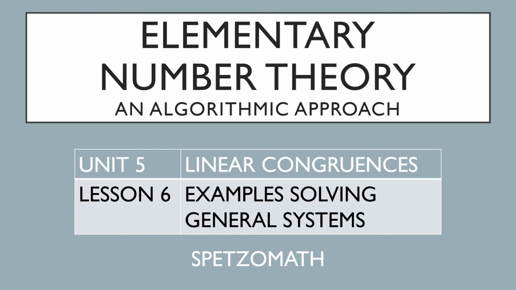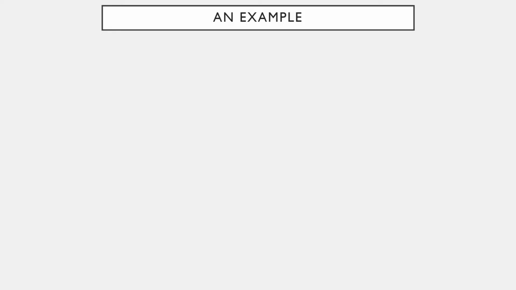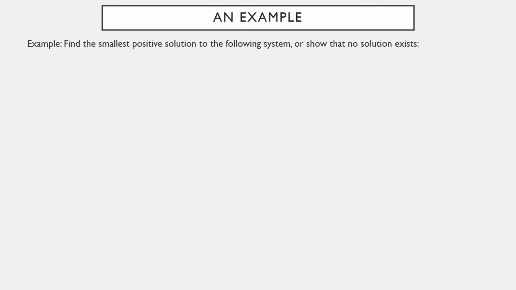So now we're going to pull together all of our skills to solve general systems of linear equivalences in one variable. Some of the bases might be coprime, some of them might not. Let's just see what happens. Here is our first example. Find the smallest positive solution or show that there is no solution to find.